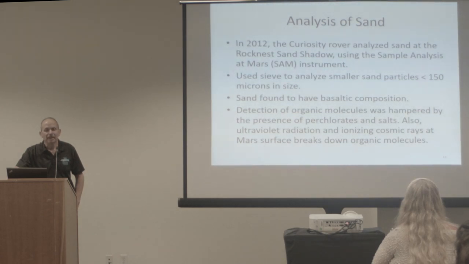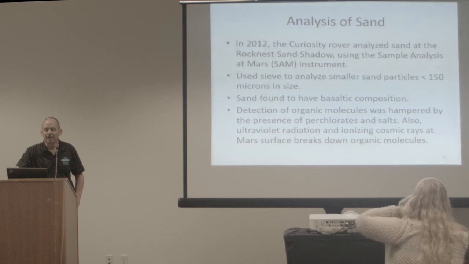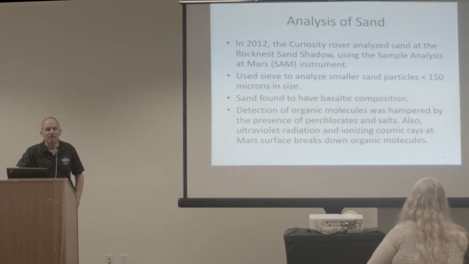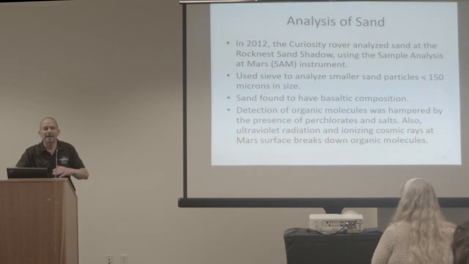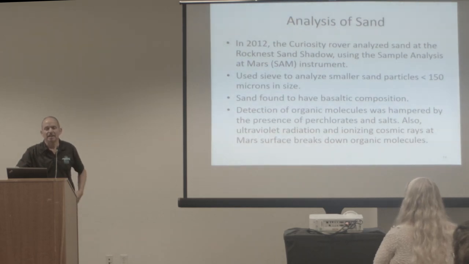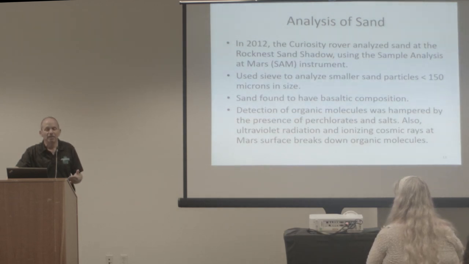But further analysis indicated that the detection of organic molecules was really hampered by the presence of perchlorates and salt, not to mention ultraviolet radiation and ionizing cosmic rays, which at the surface would break down any organic molecules. So going all the way back to Viking, the sand that was analyzed for organic molecules on the surface, all those conditions would destroy the organic molecules.